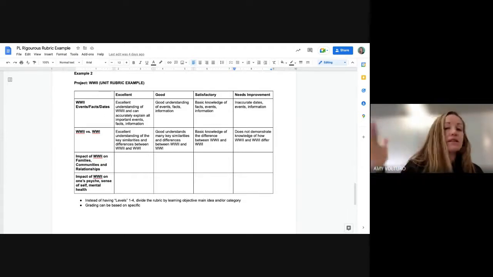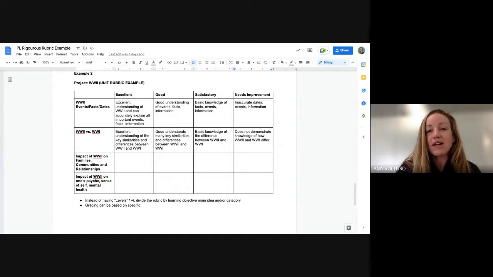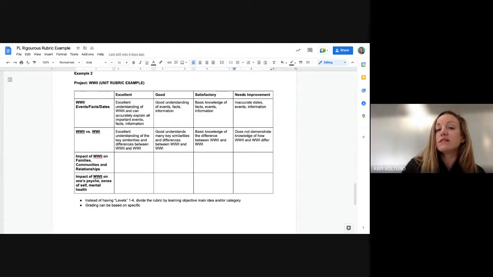And maybe this is at the very end of the unit. You just want to see how much knowledge they have and what they can do with that knowledge. And the same thing goes here. So need improvement would be if it's just inaccurate. So all students are submitting the same thing and being held to the same expectation, but do they have accurate information? Do they have a good understanding of the information? And that's really what you're looking at when you're grading this.